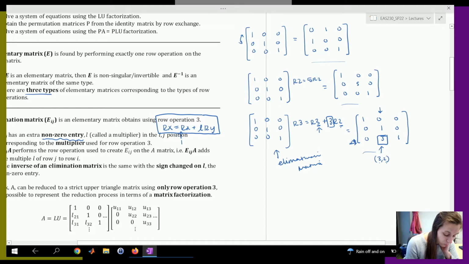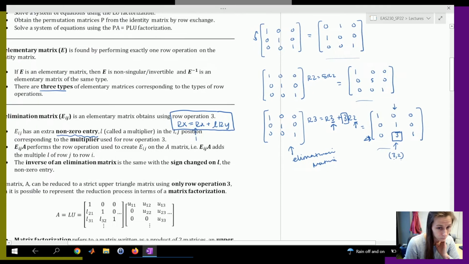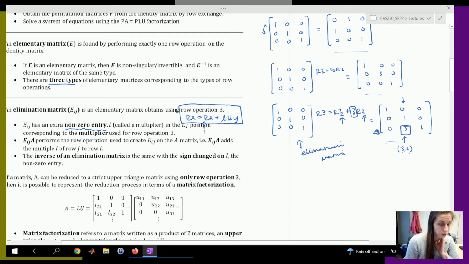So given a row operation, we can construct the elimination matrix, because we're going to use the rows. The row we replaced is the row our multiplier shows up in, and the row we used is the column our multiplier shows up in, and the multiplier is in that position. So that's what that means.